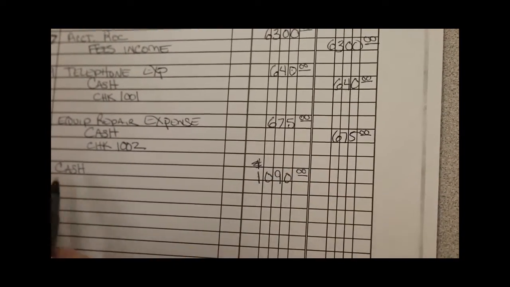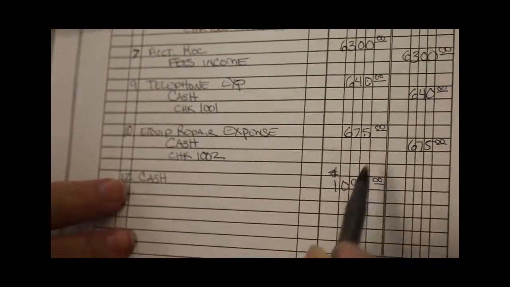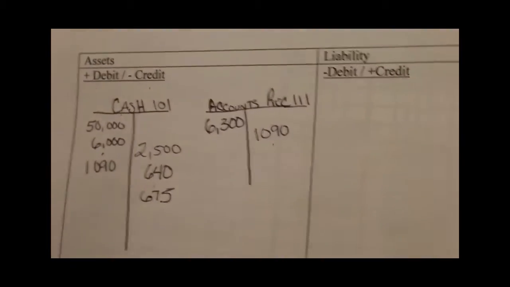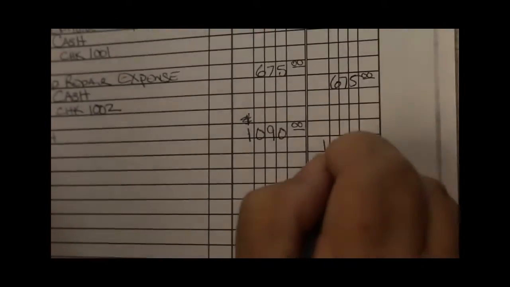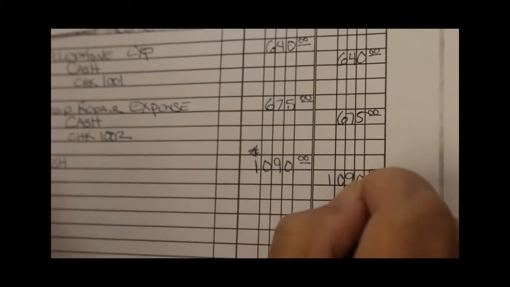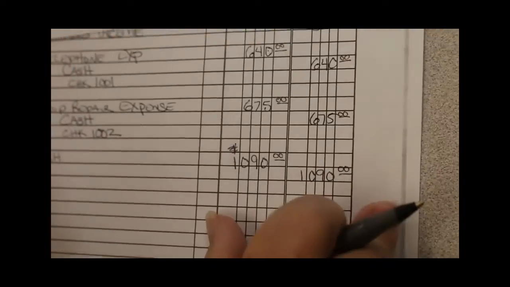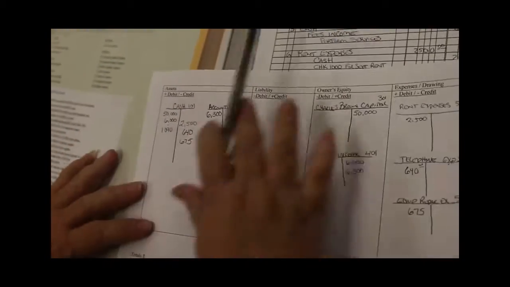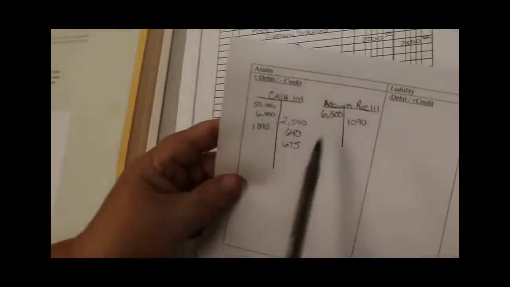Okay, so we debited cash because we're getting money. This is money we didn't have earlier today. And then we're reducing our accounts receivable, so we're going to credit accounts receivable. Remember, that's kind of like just trading one asset for another. So it didn't increase our owner's equity or our expenses or our liability. It didn't affect that. It just stayed within assets.